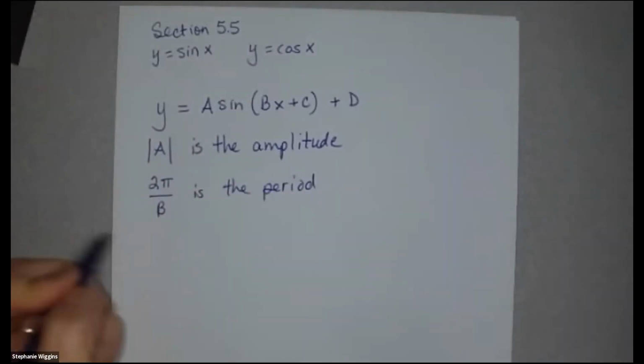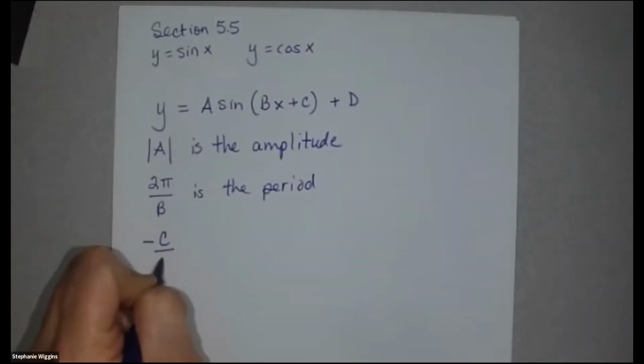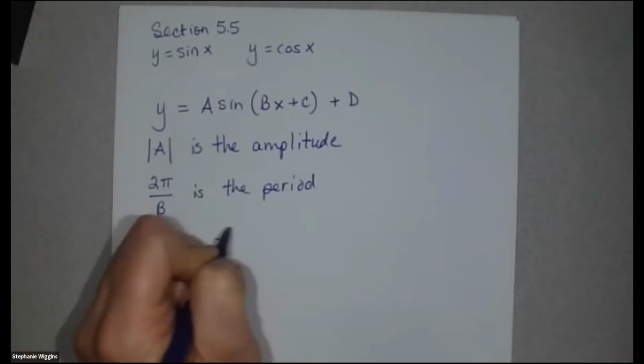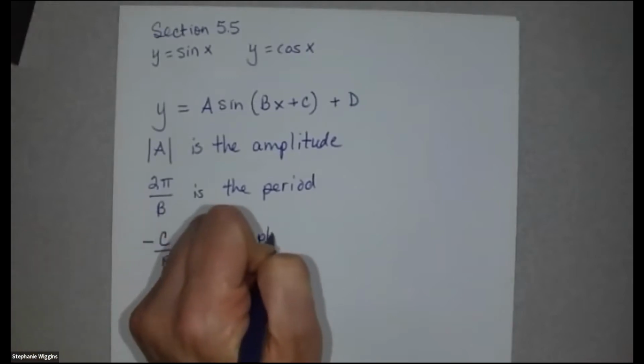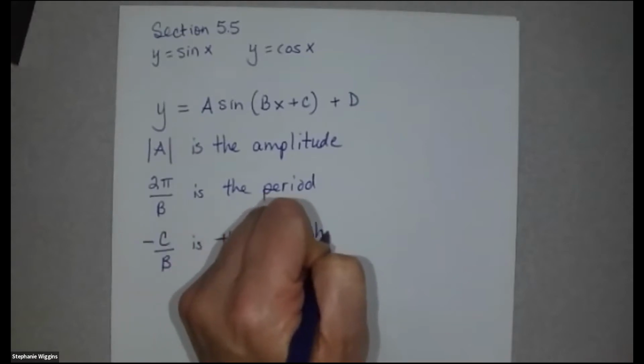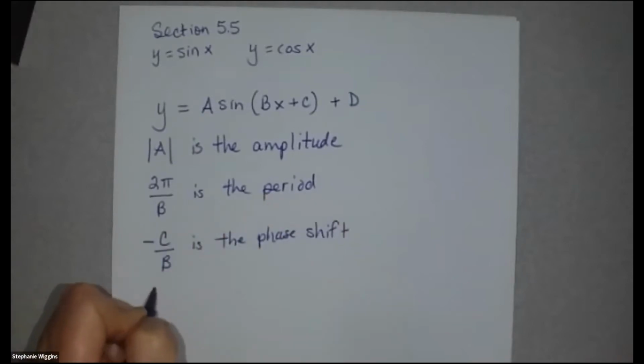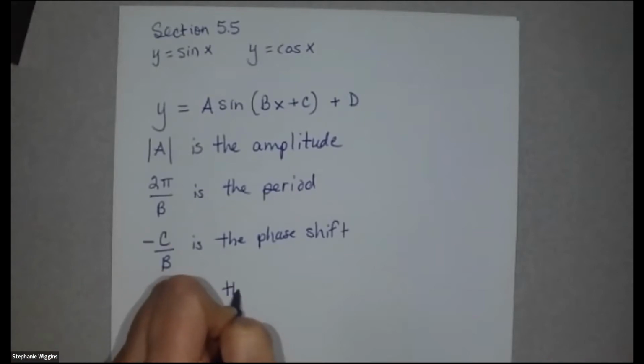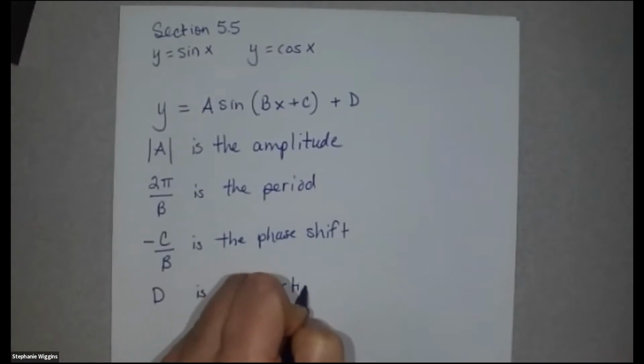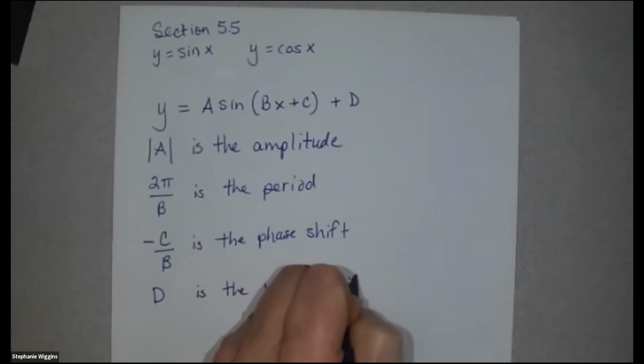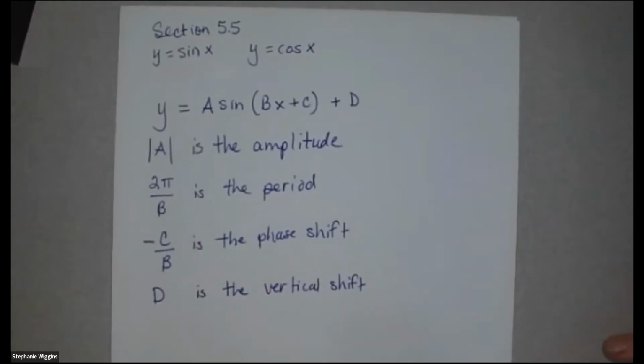And then I haven't talked about this yet, but the phase shift is minus c over b. And I will talk about that in a minute. And finally, d is the vertical shift. So it's up if d is greater than 0, and it's down if d is less than 0. Okay?